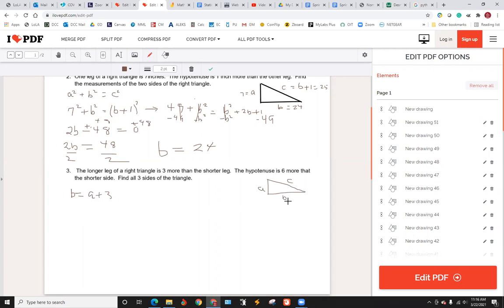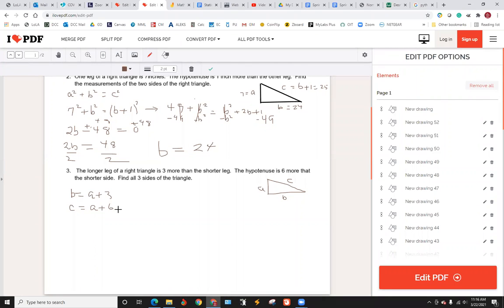So B is equal to the shorter leg plus 3. C is 6 more than the shorter side. All right, now this is where this one kind of gets messy, but I can't promise you're not going to see these.